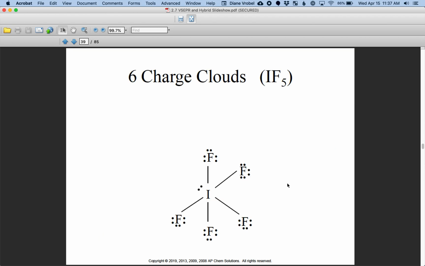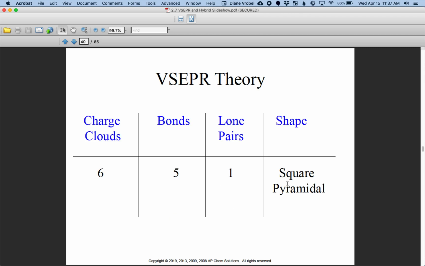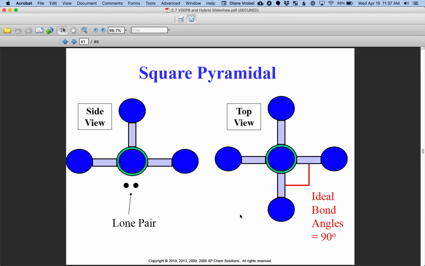Okay, here is an example of 6 charge clouds. So once again, you have 5 covalent bonds and a lone pair of electrons. And obviously, when you're introducing lone pairs, you have a different shape from the name. So no longer is it octahedral. And as a result of it, all of these are 90 degrees. So the good news is you don't need to worry about a second set of bond angles.